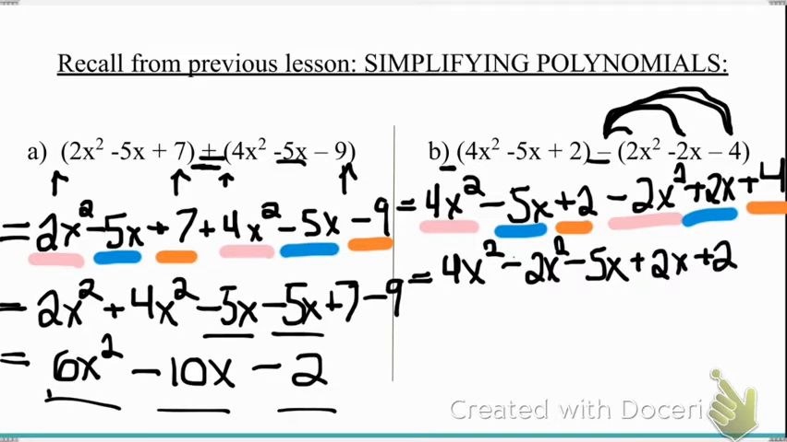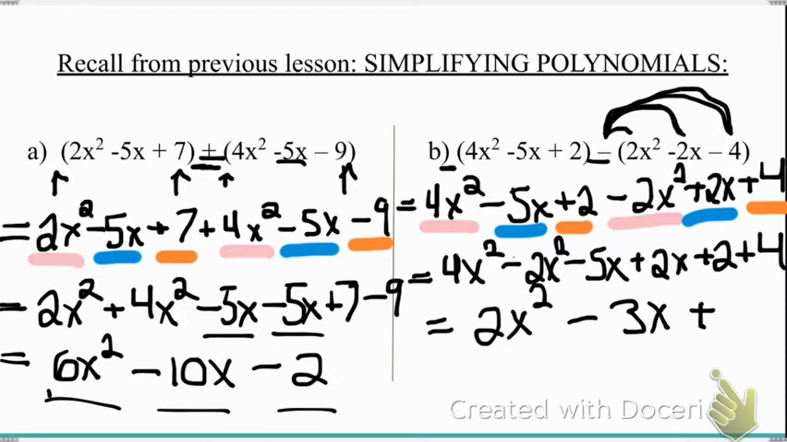plus 2 plus 4. So if I have 4 x squareds and I'm taking away 2 of them, then I'm going to have 2x squared. If I have minus 5x and I'm adding 2x onto it, I'm going to have minus 3x. And then if I have 2 plus 4, I've got plus 6. And that is our final answer for this.